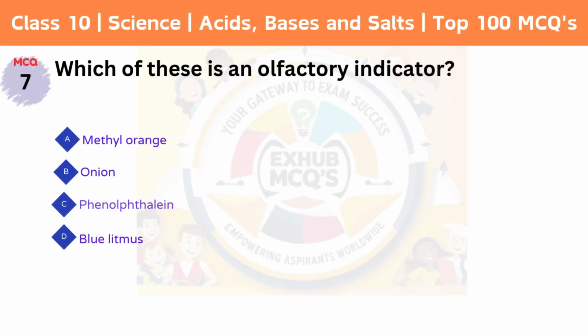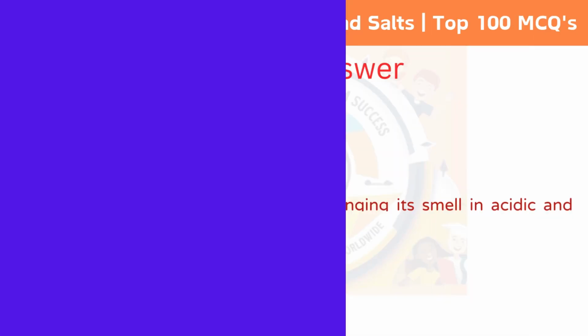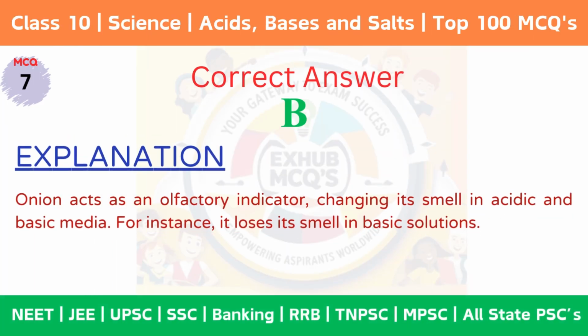MCQ 7. Which of these is an olfactory indicator? Option A, methyl orange. Option B, onion. Option C, phenolphthalein. Option D, blue litmus. The correct answer is option B, onion.